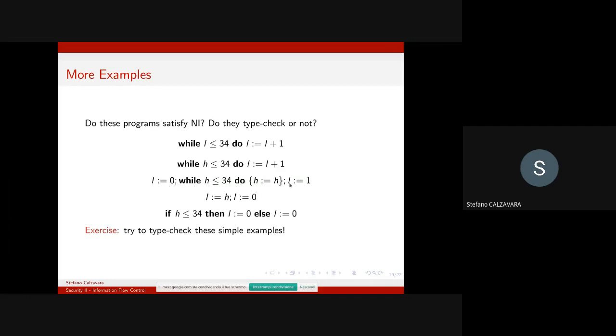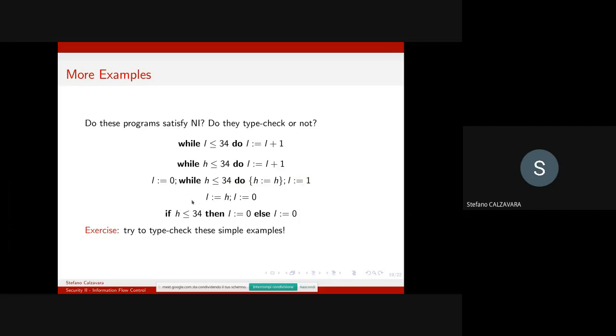So what about this case? The third one. The third one is an example where the leak of information is enabled by termination, okay? And we said that termination is something that we cannot observe. So this program is secure, according to our definition of non-interference, and we are actually able to type check this program. So you can prove that the third one is both secure and typeable.